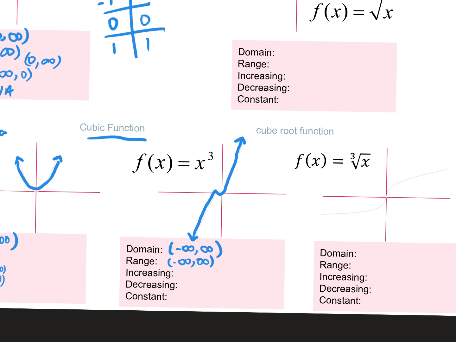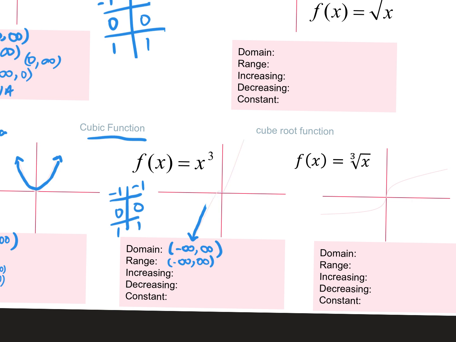Let's talk about increasing, decreasing, constant. Let's plug some numbers in here. What happens when I plug in -1, 0, and 1? When I plug in -1 cubed, what does that give me? -1, okay? When I plug in 0, what does that give me? 0. When I plug in 1, what does that give me? 1.